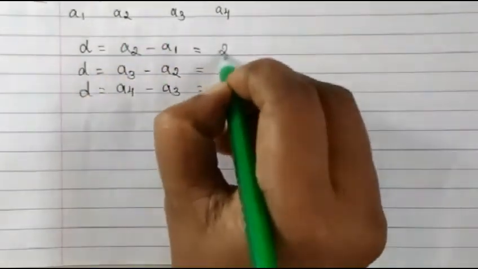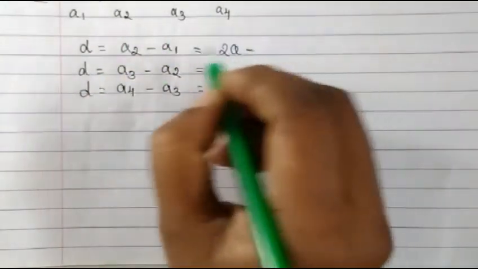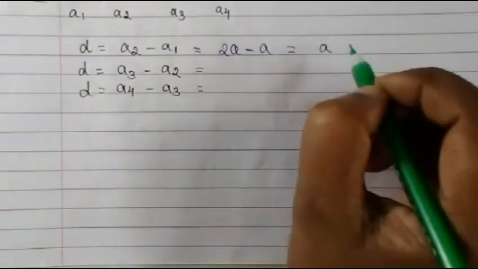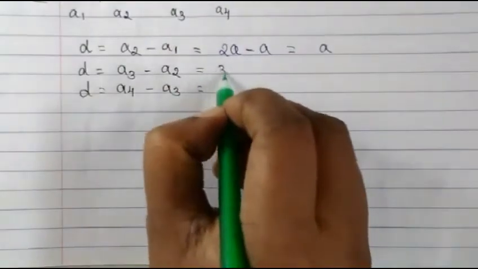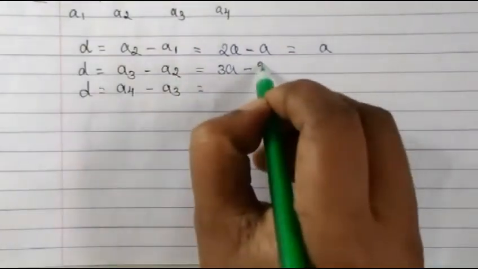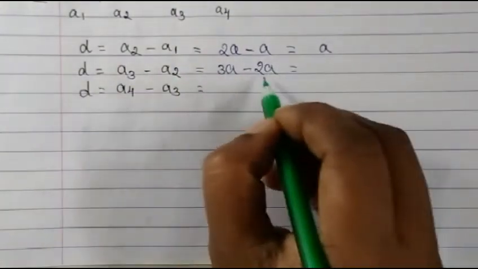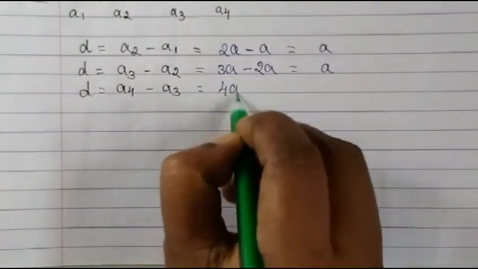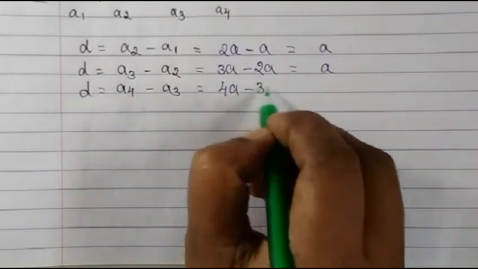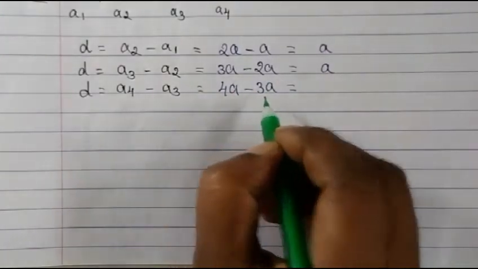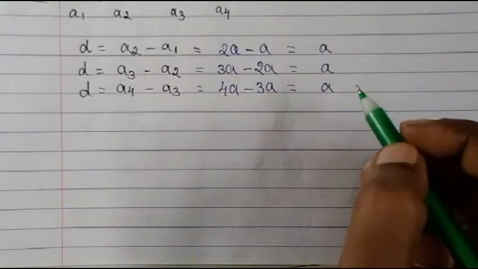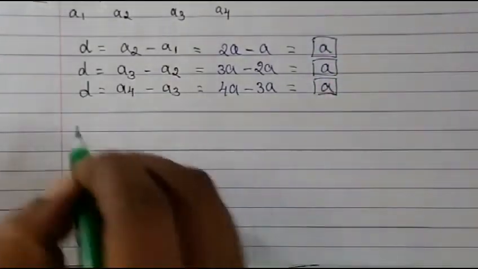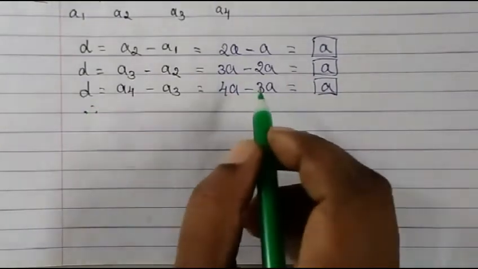So a2 is 2a, a1 is a. From 2a, a gets cancelled, so we get a. a3 is 3a, a2 is 2a. From 3a, 2a gets cancelled, then we have a. a4 is 4a minus a3 which is 3a, so 4a minus 3a gives us a. So everywhere you see the d value is the same. If it is the same, it forms an AP.